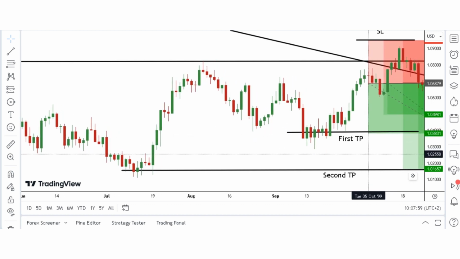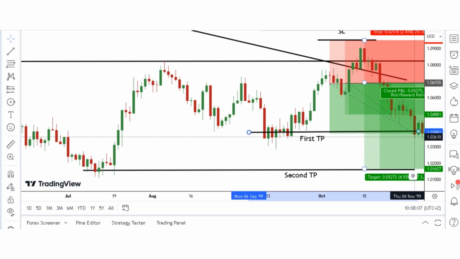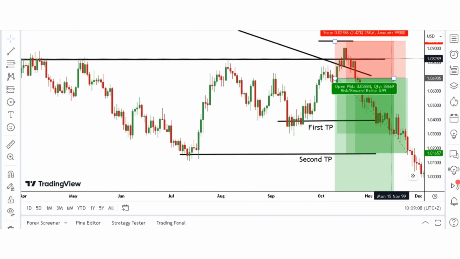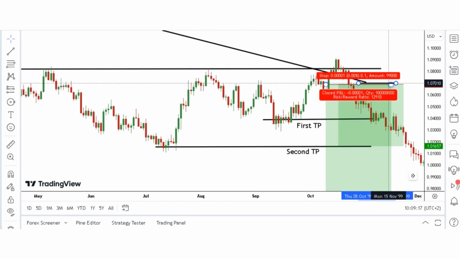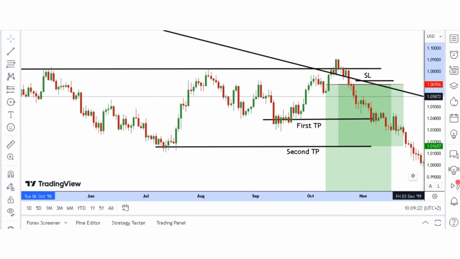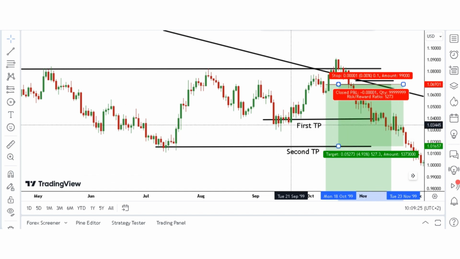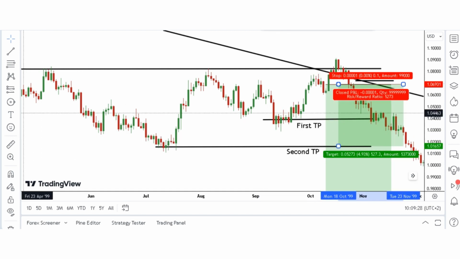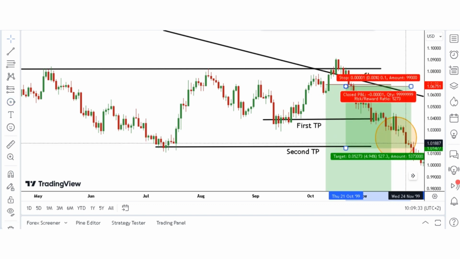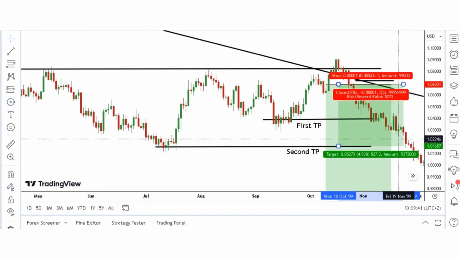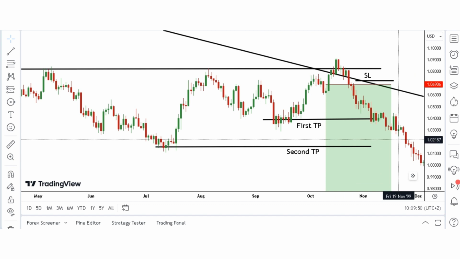As observed, the first target was achieved, yielding a 2.5% profit. We then adjusted the stop loss for our 2 positions above the new lower high, approximately at 1.062, or more conservatively, above the trend line at around 1.07. Our second take profit was hit at the 1.015 level, resulting in a 5% profit.